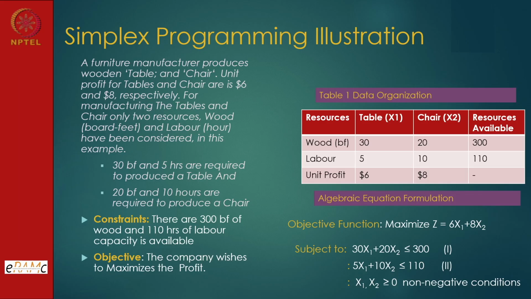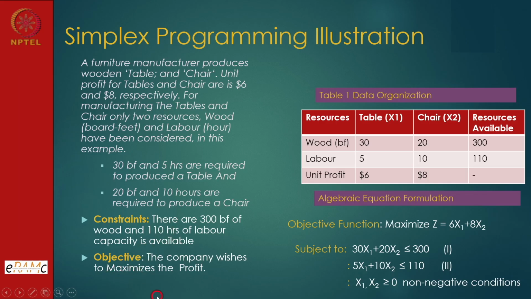If I have to translate it into equations, 20 board feet and 10 hours are required to produce a chair. So the constraints are: there are only 300 board feet of wood and 110 hours of labor. This much only we have available at our end. The objective function is to maximize the profit.